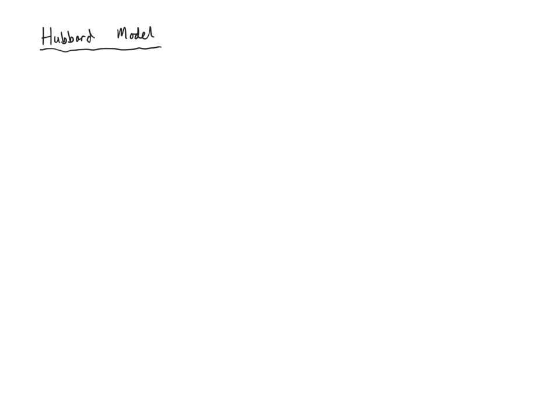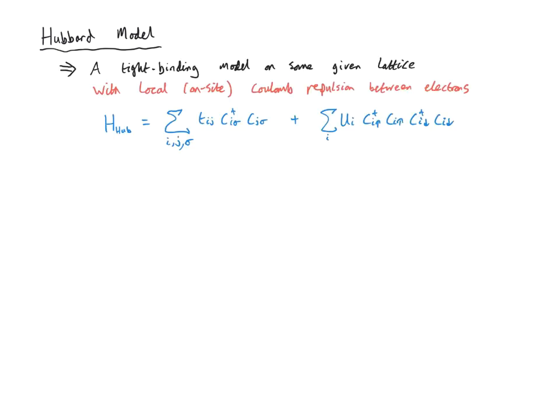So the Hubbard model basically consists of a tight binding model on some given lattice with some local on-site Coulomb interactions. So if we have a model that respects charge conservation and also spin conservation, then the Hubbard model would take this form. We have in the first term a tight binding model where the Tij's actually define the dimensionality and geometry of the lattice, and then we have this interaction term.